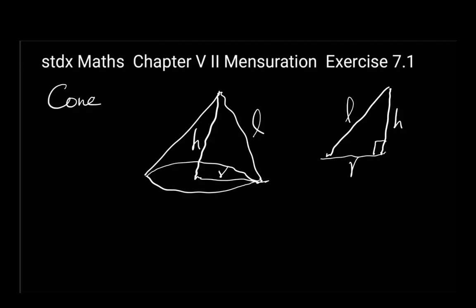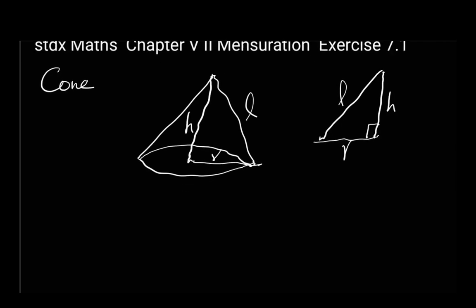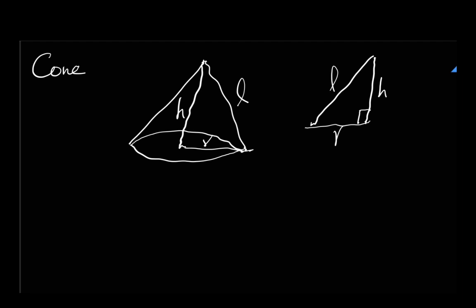The next topic is cone. It's a solid cone. How do you get this solid cone? It is generated by revolving a right angle triangle about any one of the sides containing the 90 degree angle. That is here the base and the height, with respect to h or with respect to r.